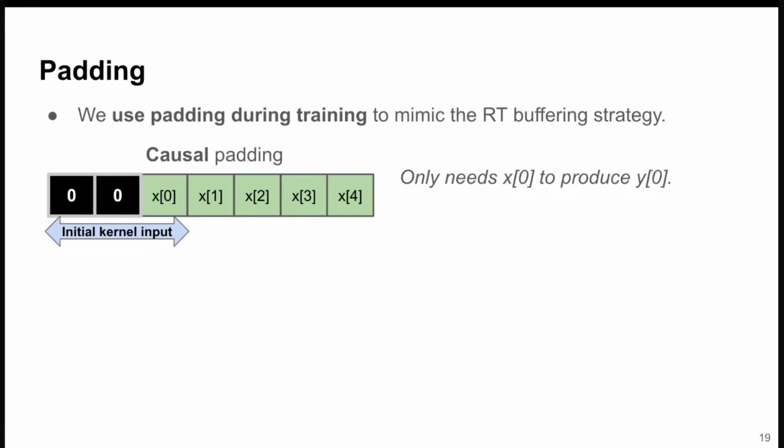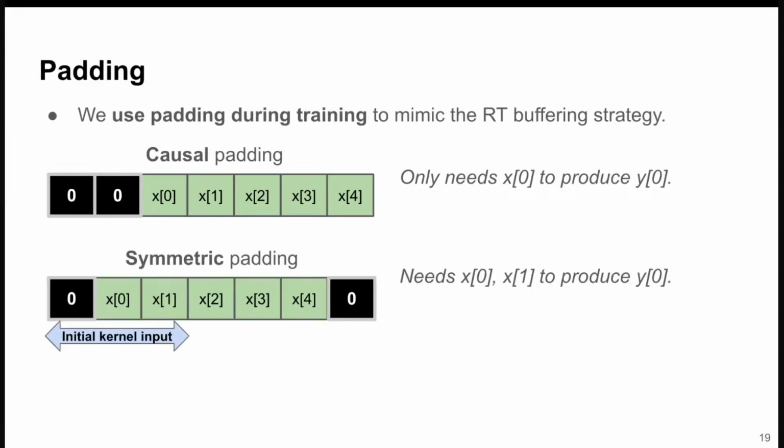So we have causal padding, which is where we have an initial kernel input, and we add zeros to the left. And this is great because this type of approach only needs x0 to produce y0, right? The initial kernel input sees this information, so y0 will depend on 2 zeros and x0. And this is great because it will limit the amount of latency that we need to wait before performing the computation, as we're going to see in a second. This is causal, which means that it only needs one input to produce one output, one time step.